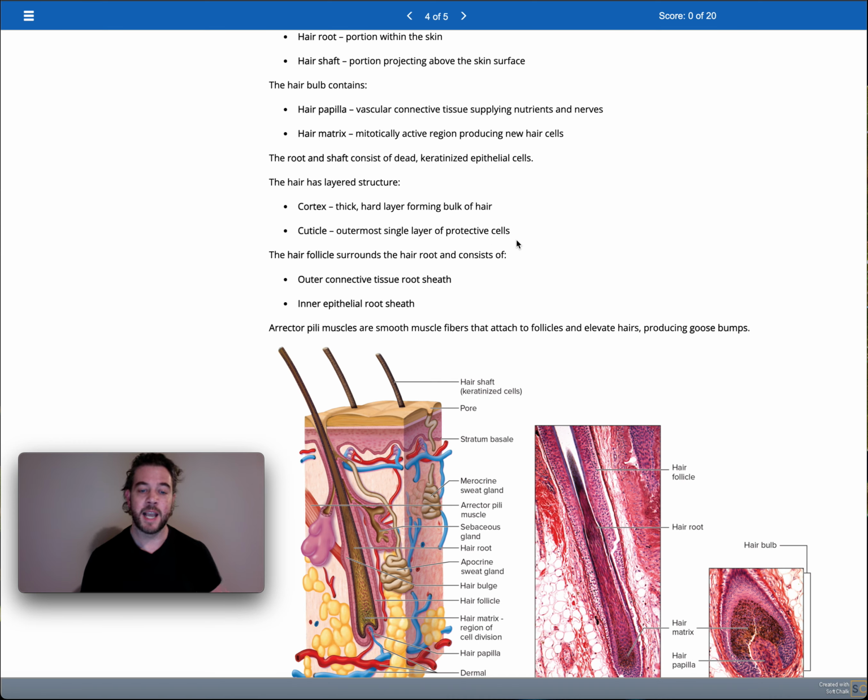The cuticle is the outer layer of hair, of the hair cell. That's what you see. That's what kind of gives it its color. If you dye your hair, you're dyeing the cuticle of the hair and adjusting that.